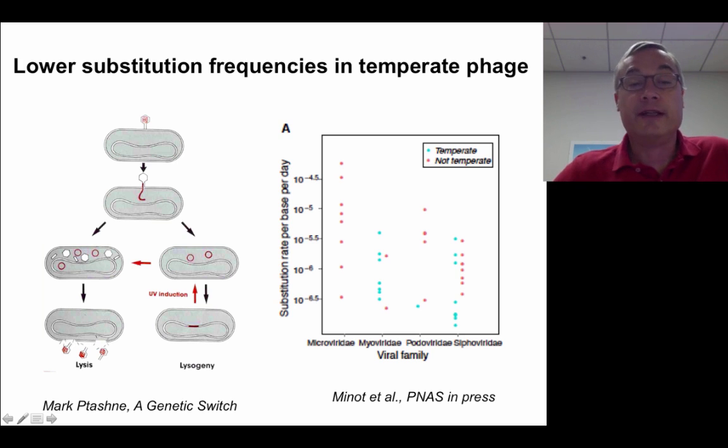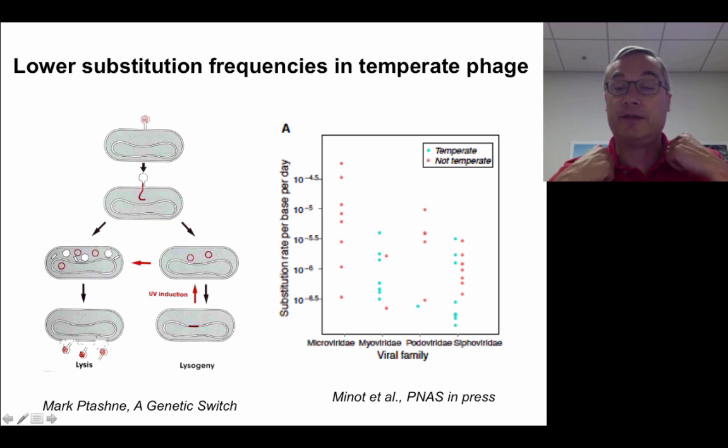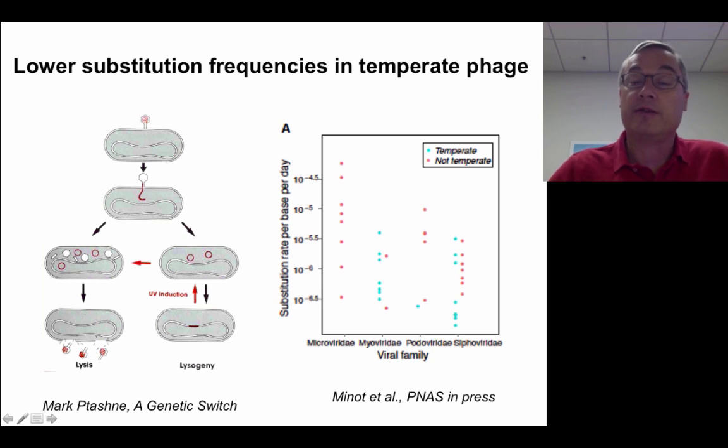We found that phages that can do this temperate thing seem to evolve more slowly than phages that are not temperate, at least for the ones that we could assign and study by this means. Many of the phage we couldn't recognize, but by a few different criteria we could sort of guess what family some of these phages were in and thereby annotate whether they were temperate or not. And the temperate ones showed fewer substitutions per base per day.